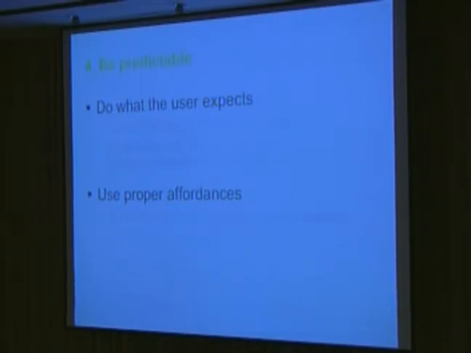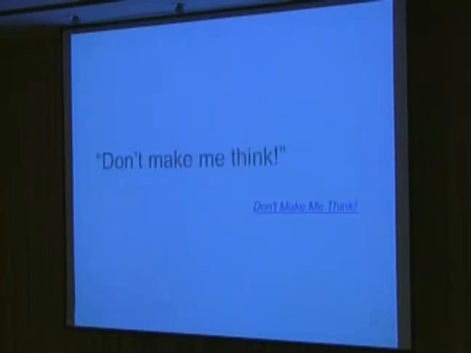And finally, use proper affordance. That's a fancy word saying that if some button is clickable, just make it look clickable. At the same time, if you have a link, try to underline the link and change it to a different color other than the regular text color. Don't do something unconventional. A quote from a very famous web usability book by Steve Krug: don't make me think. Don't make your user think when they use your application.